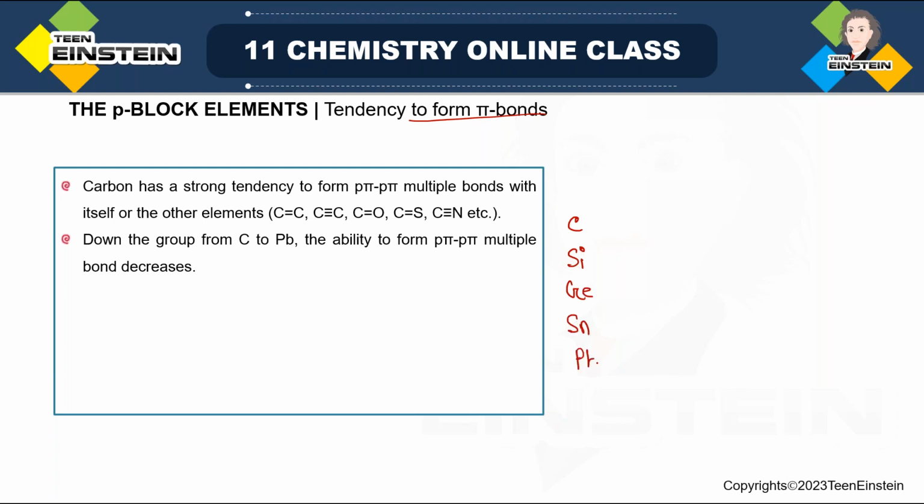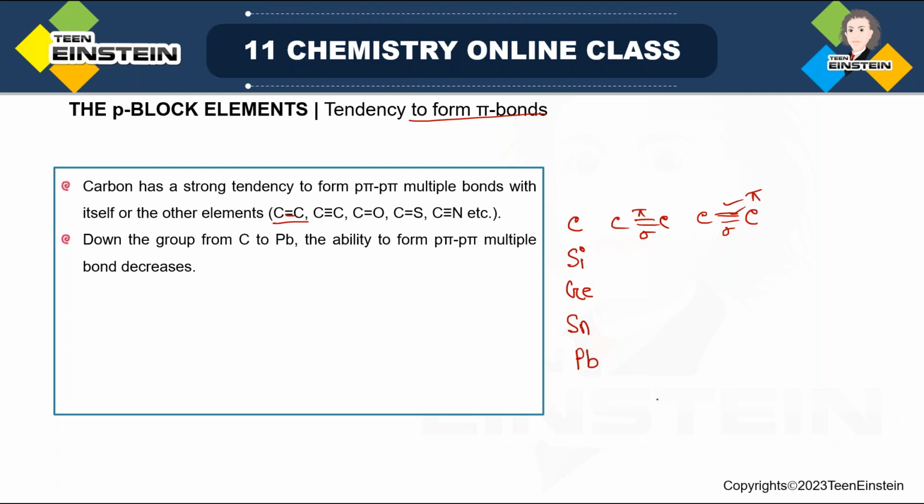Tin, lead. The first element, carbon, has a strong tendency to form p-pi multiple bonds. Now see, it is not just with itself. It can form multiple bonds with itself, that means another carbon atom. Multiple bond means the first bond is obviously a sigma bond, and the extra bonds that you are seeing in a double bond or triple bond are pi bonds. So when there is a CC double bond like this, this is sigma, this is pi. When there is a triple bond, this is sigma, these two are pi.